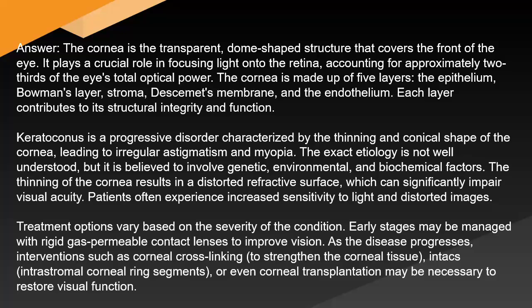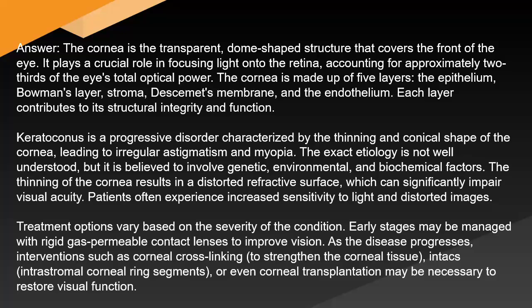Keratoconus is a progressive disorder characterized by the thinning and conical shape of the cornea, leading to irregular astigmatism and myopia. The exact etiology is not well understood, but it is believed to involve genetic, environmental, and biochemical factors. The thinning of the cornea results in a distorted refractive surface which can significantly impair visual acuity. Patients often experience increased sensitivity to light and distorted images.